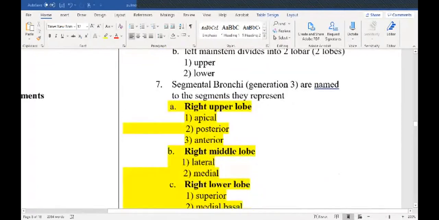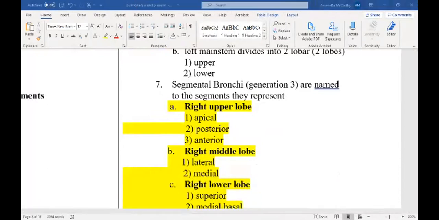So let me look in my book again. I want to see if I can find another page. Make sure you're looking in your book, guys. You're reading so you can really understand how these segments work. 9 and 16. That's going to be more just assessment.